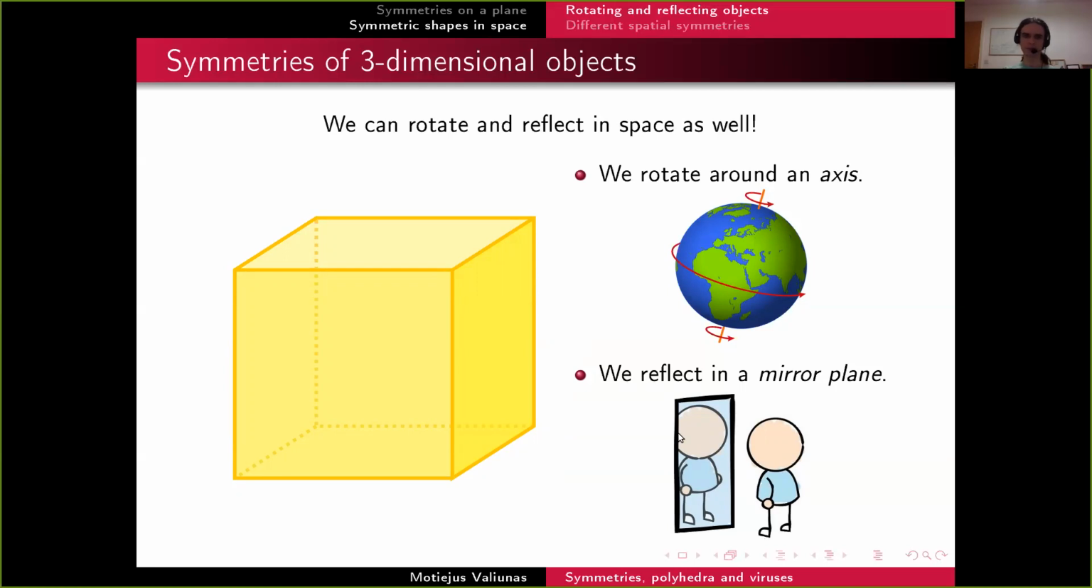We can do the same for a cube, for instance. We can swap the left and the right halves of the cube. So if you have the left face and the right face, you can swap them to make them swap places.